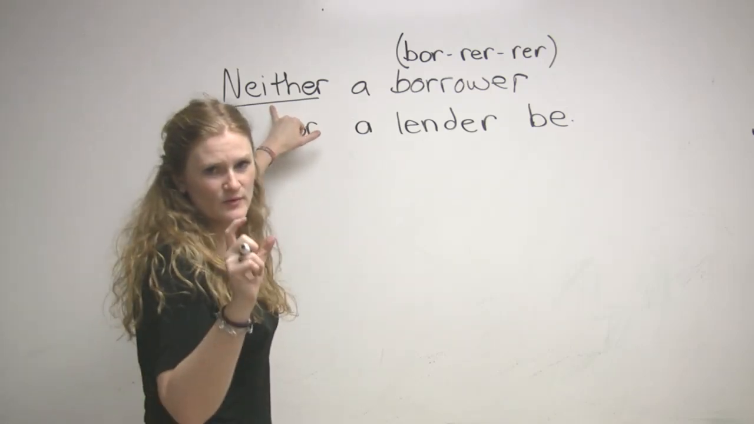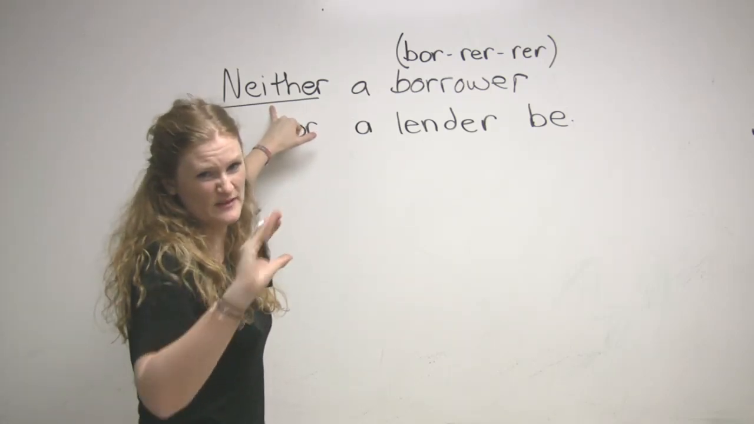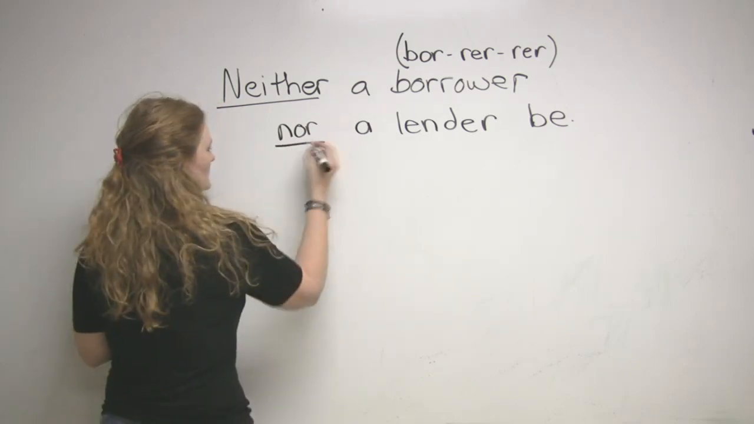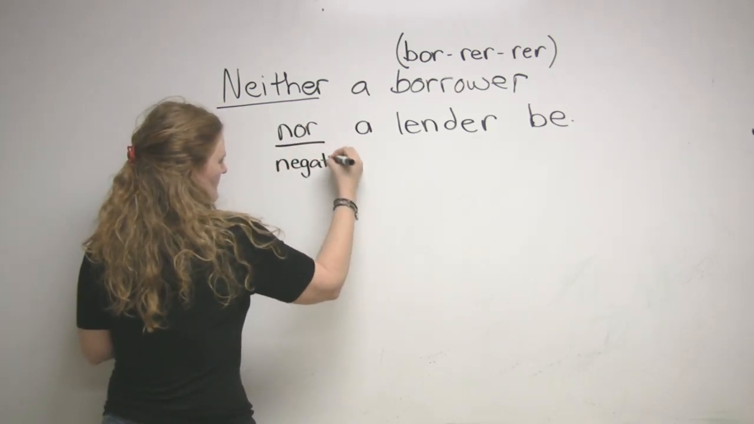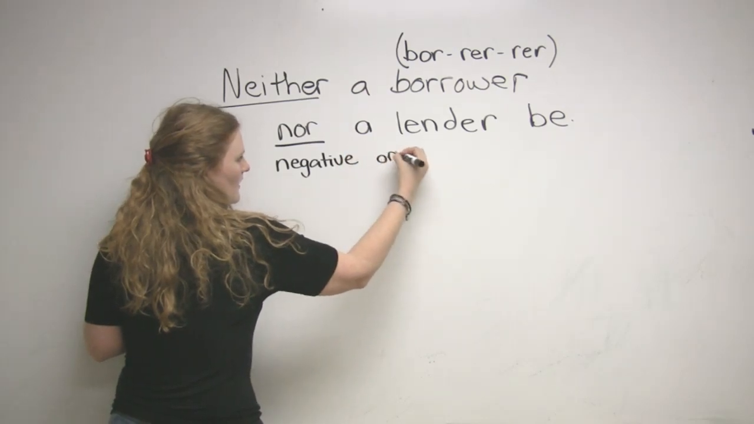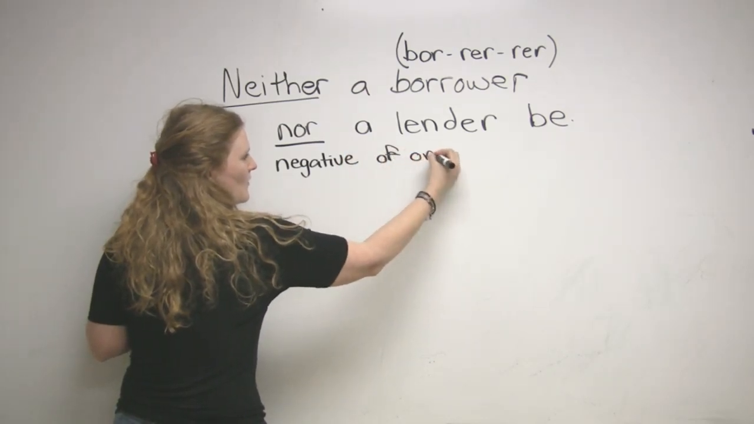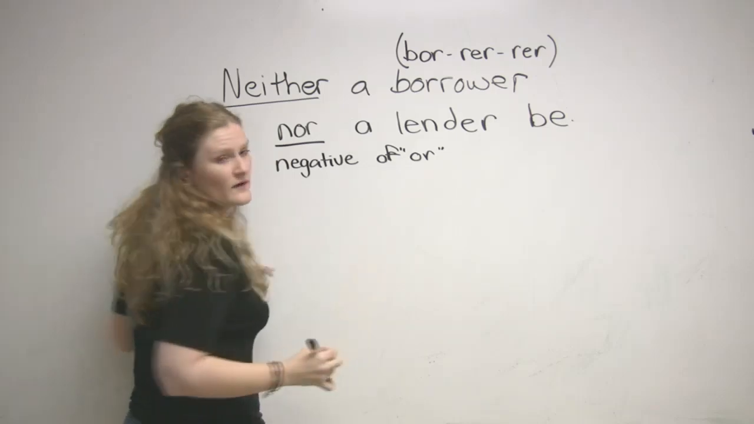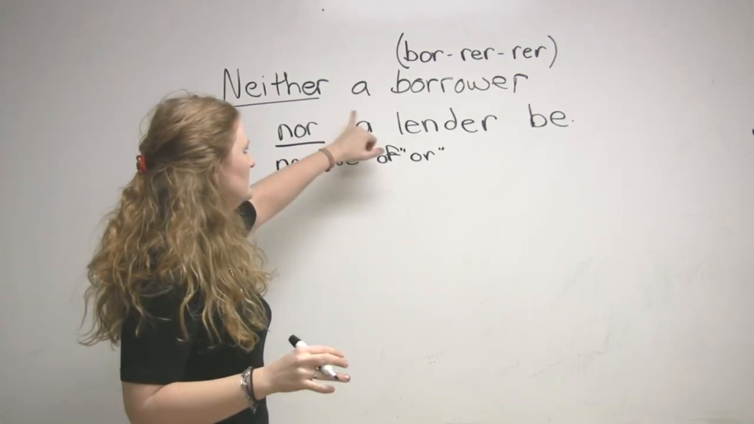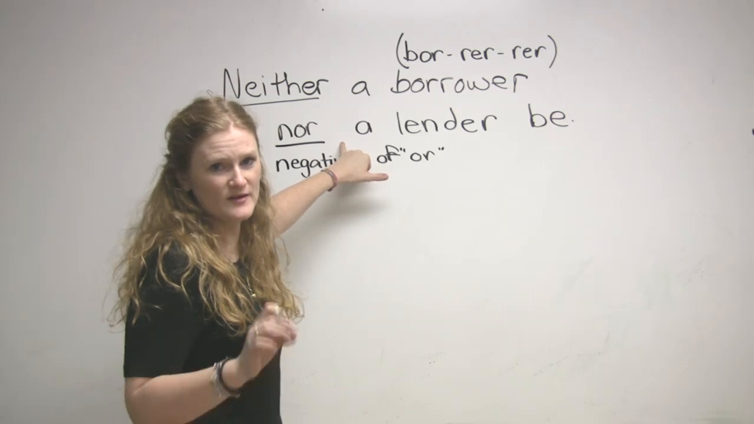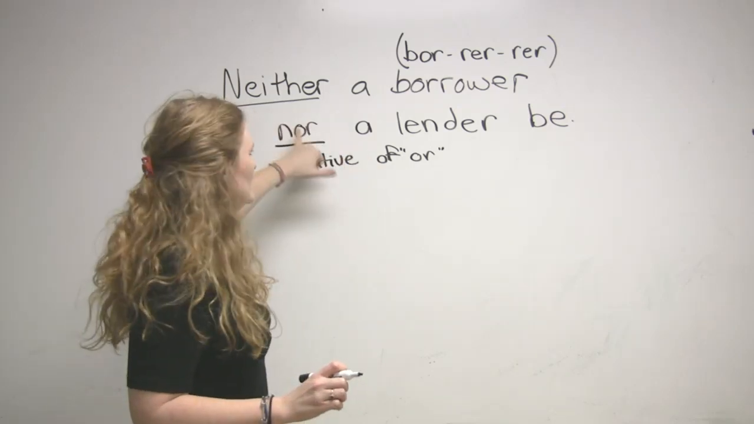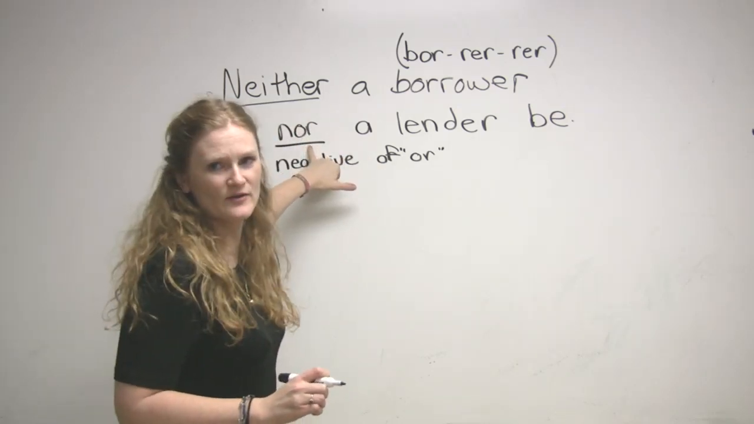Neither is when we have a double negative, it just means no. And this also is the negative of or. So you can say neither a borrower or a lender be, but because this is in Old English, we say neither a borrower nor a lender be.